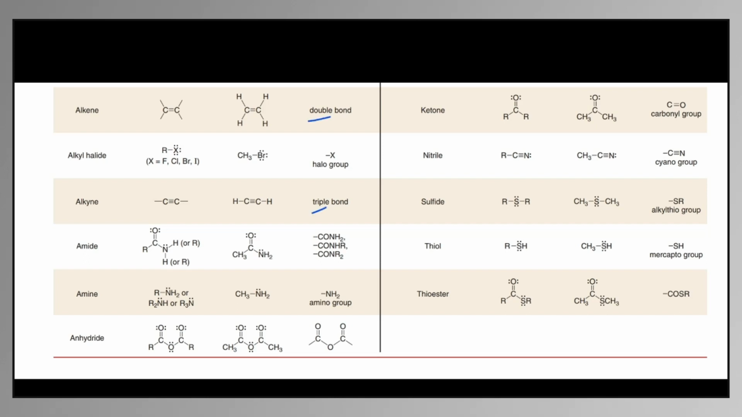Coming to amide, amide is CONH2 group. So this CONH2 group is amide. Now here H, you can again change it with R. So one H is there, one R is there, or both of the things are H, or both of the things are R. These are the combinations, and that's what they are written here. So basically you have a CO group which is joined to a nitrogen, and then nitrogen is joined with either H or R.